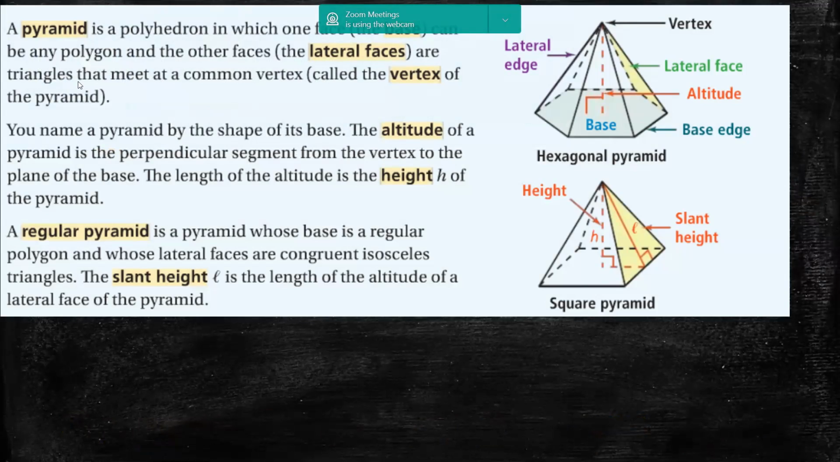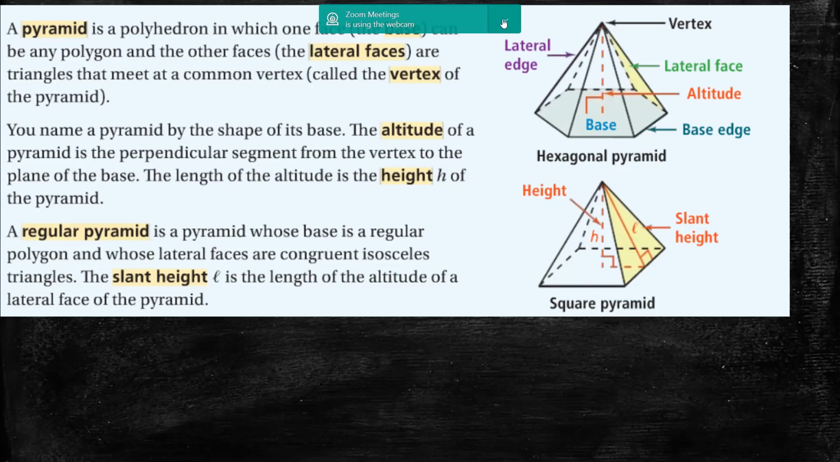What is the pyramid? Both the pyramid and the cone have something in common: they have only one base. We say that the prism and the cylinder have two bases. Here, it only has one base. Now, let's start with the pyramid.